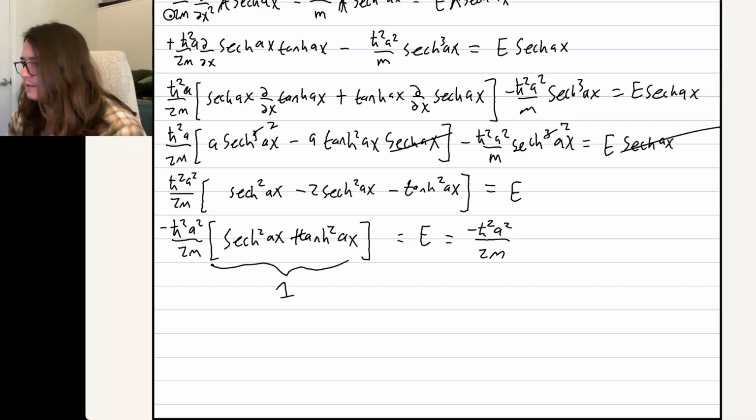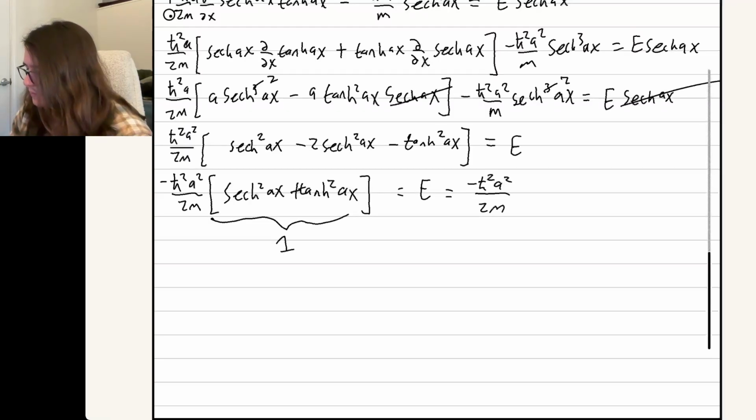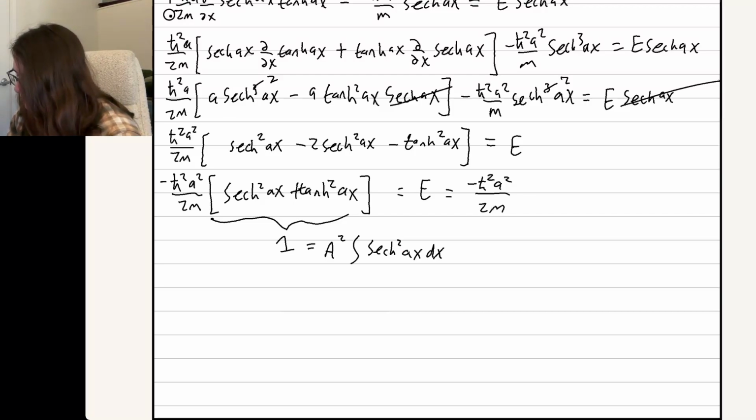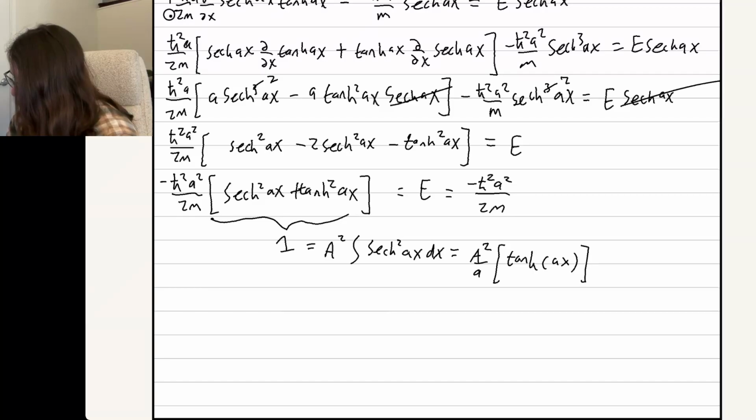That was relatively painless. To normalize it, we just have that we set 1 equal to the integral of the mod squared of the wave function. So this is A squared integral sech squared ax dx. And then we know that the integral of sech squared is tanh, so you get A squared over a, just the tanh of ax, and this is from minus infinity to infinity.